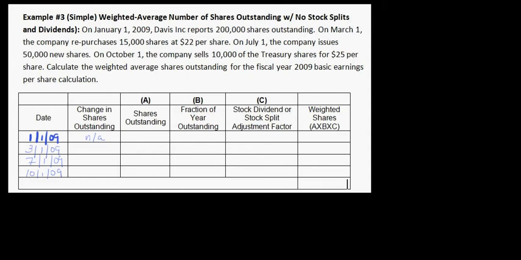On March 1, they repurchase 15,000 shares. So we're going to put that in parentheses to show that as a reduction. On July 1, they issue 50,000 shares. On October 1, they sell 10,000 shares out of Treasury. So that would be an increase without any parentheses there. They began the year with 200,000 shares outstanding.